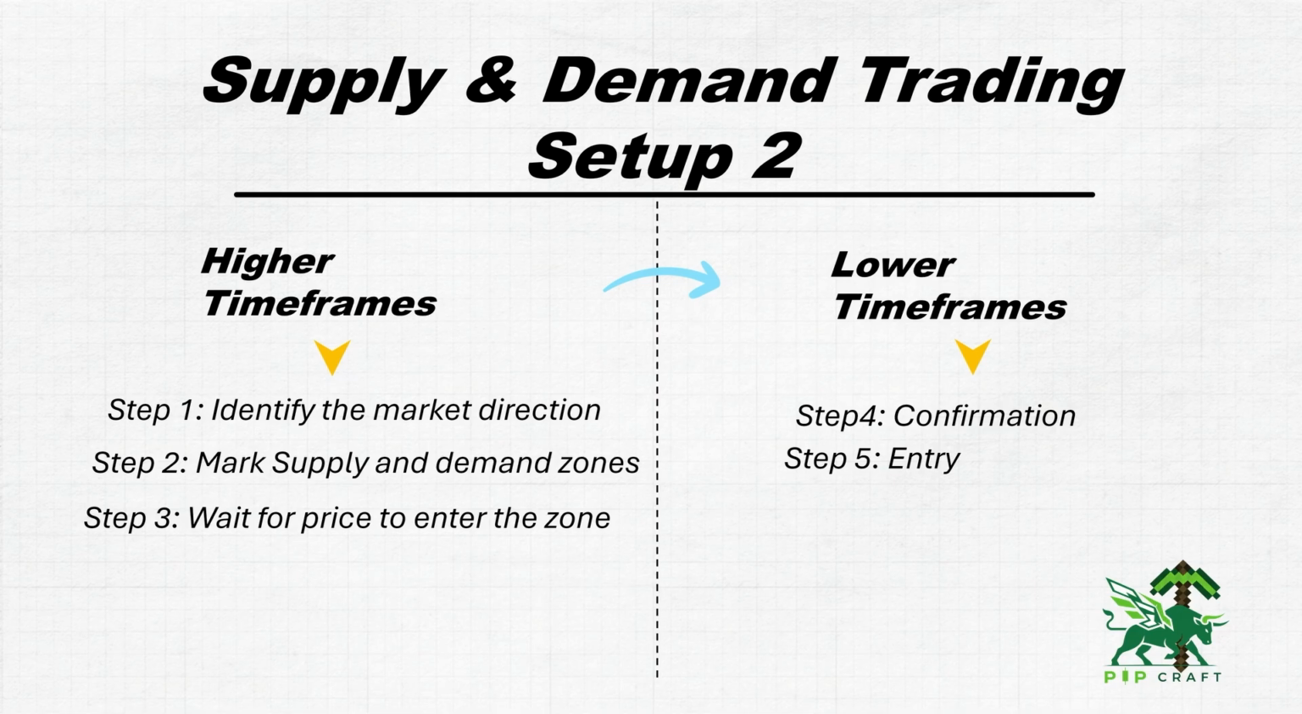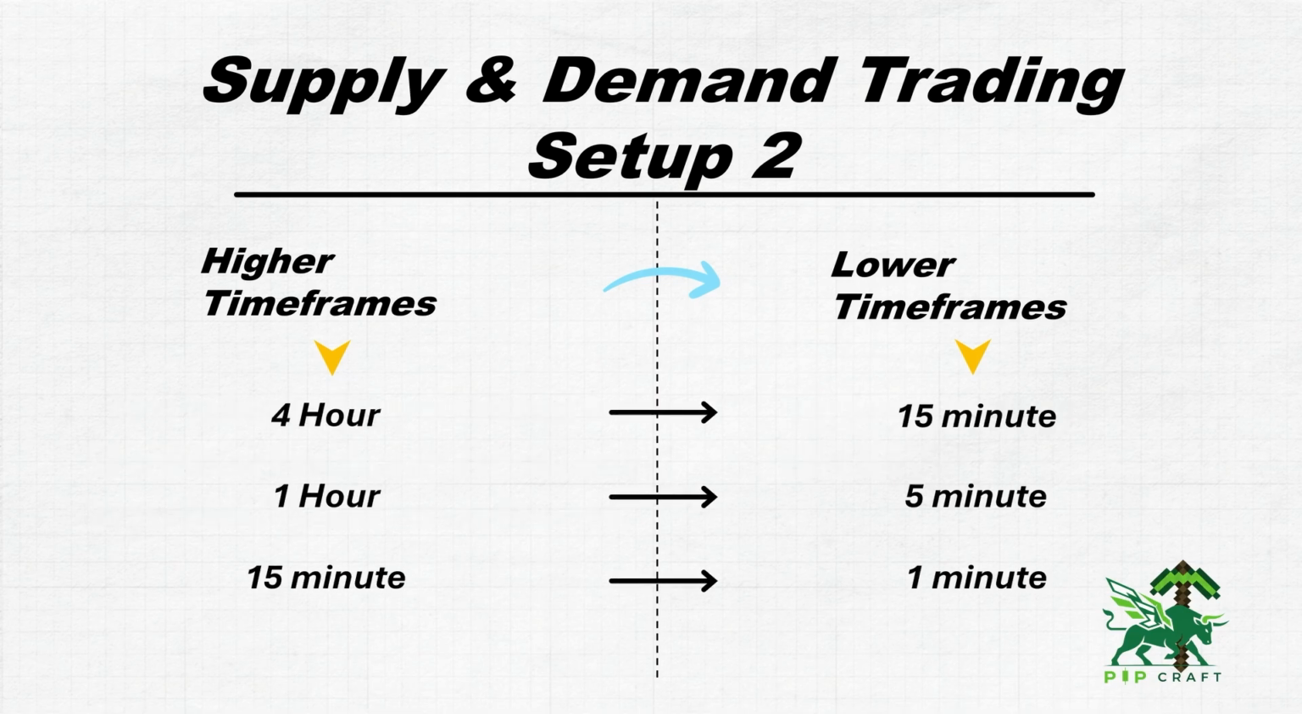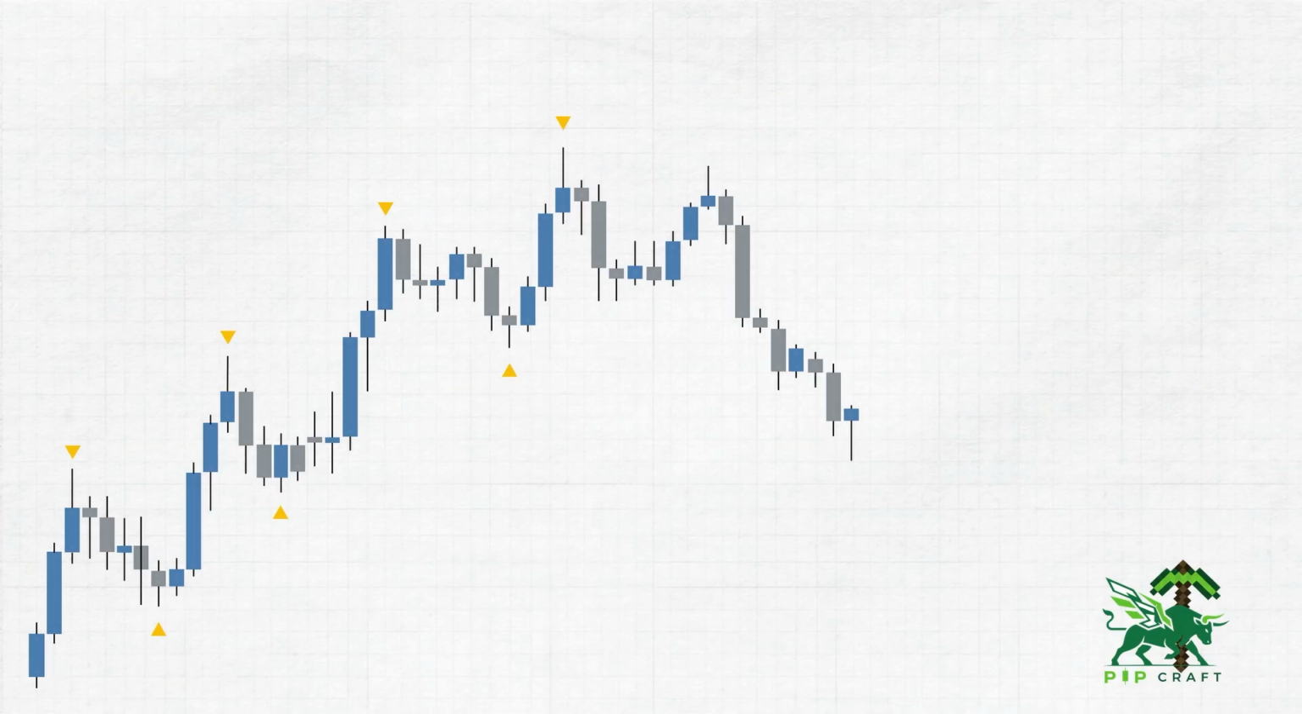This strategy is not limited to any specific market or time frame. However, your entry time frame should be 2 tiers lower than your higher time frame. Here are 3 time frame combinations you can use depending on your trading style. For example, if your higher time frame is the 4-hour chart, you would drop down to the 15-minute chart to execute the trade. So let me show you how it works.